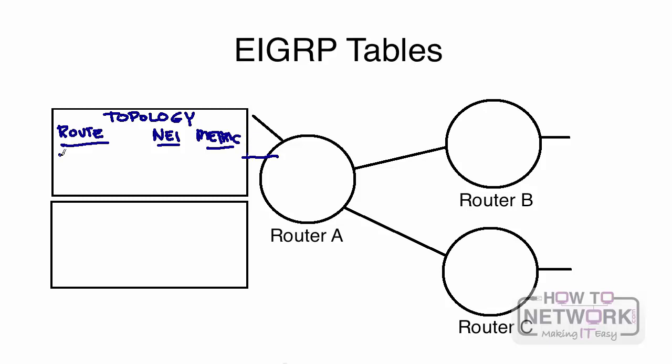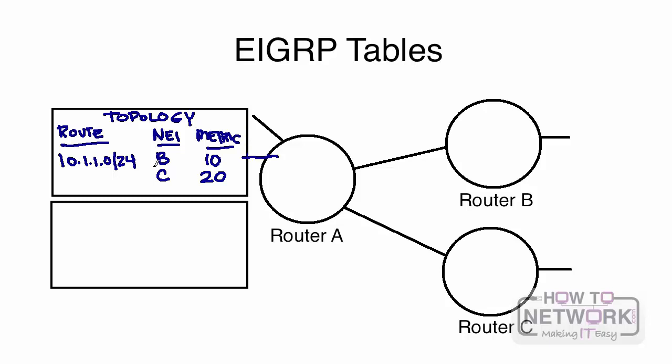So in this example, let's say the route itself is 10.1.1.0/24. And let's say we learn this route from both router B and from router C. So this topology table is filled out with 2 entries for the same route. Again, this is not the routing table yet. This is the topology table. And it has a metric, so let's keep it simple. So the metric to router B is 10, and the metric to router C is 20.